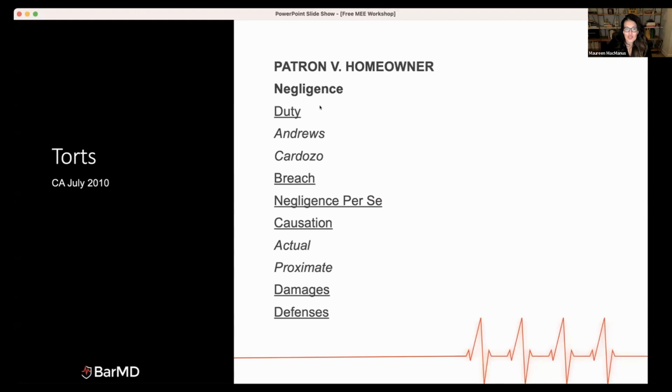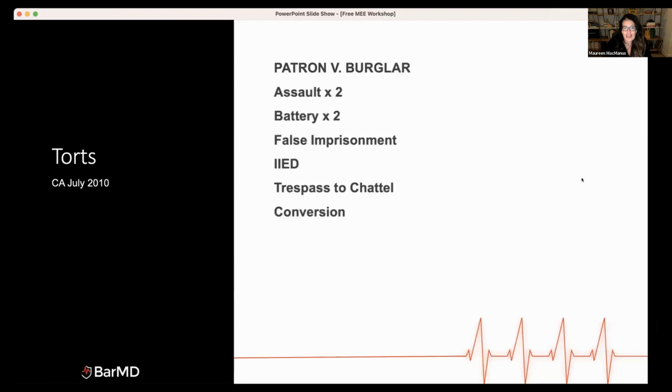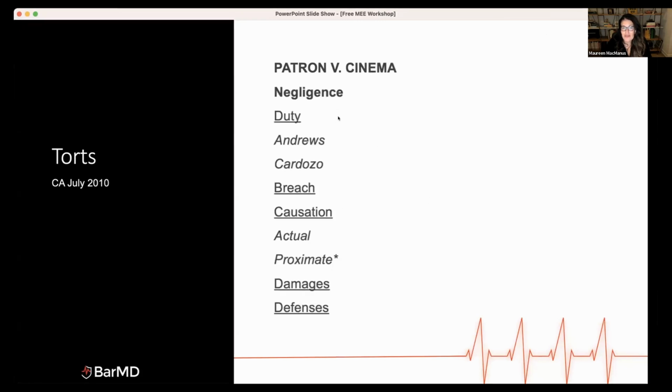So this is what it would look like, right? Negligence, duty, Andrews Cardozo, breach, negligence per se, causation, actual proximate, damages, defenses, just for the first call, right? Then patron v. burglar: assault ×2, battery ×2, false imprisonment, IIED, trespass to chattel, conversion. And then patron v. cinema, right? Just a regular negligence, but there's a counter argument for proximate cause.